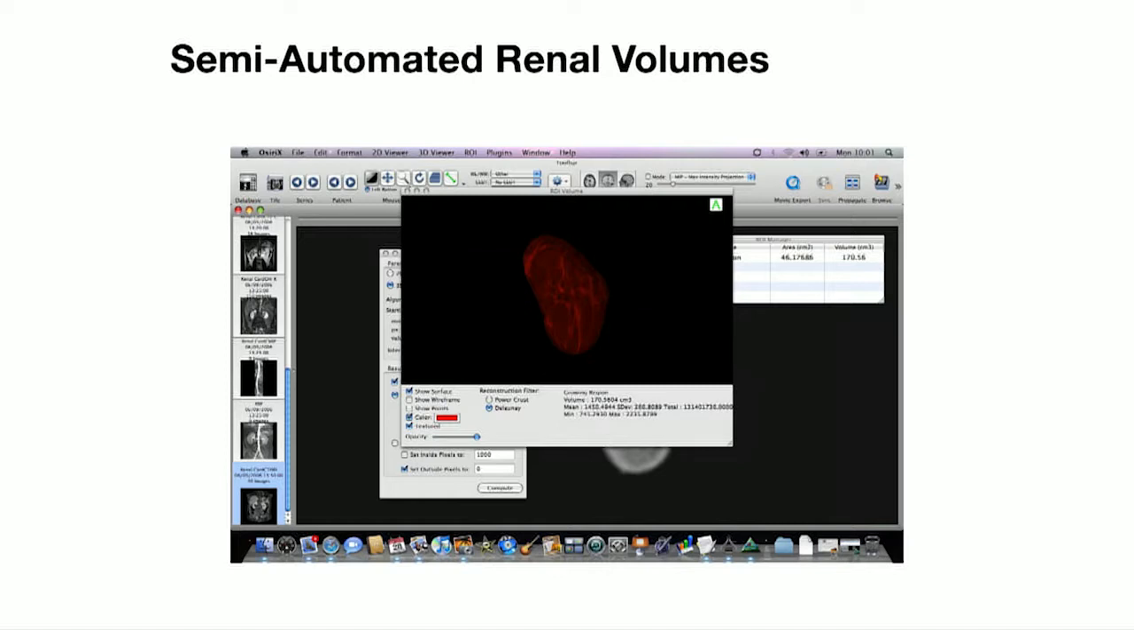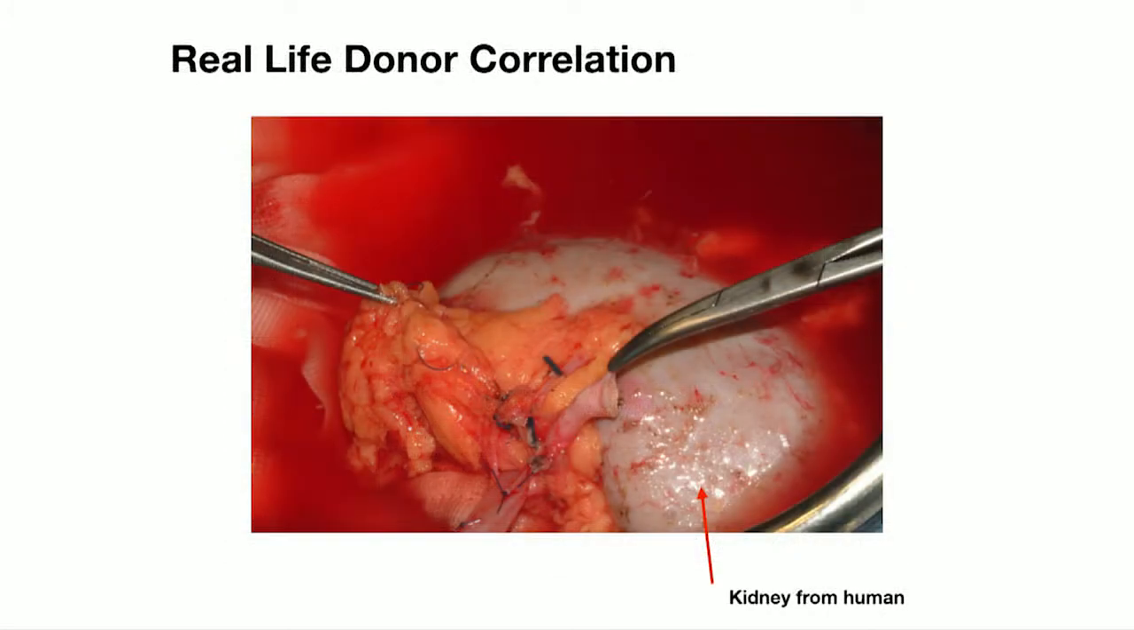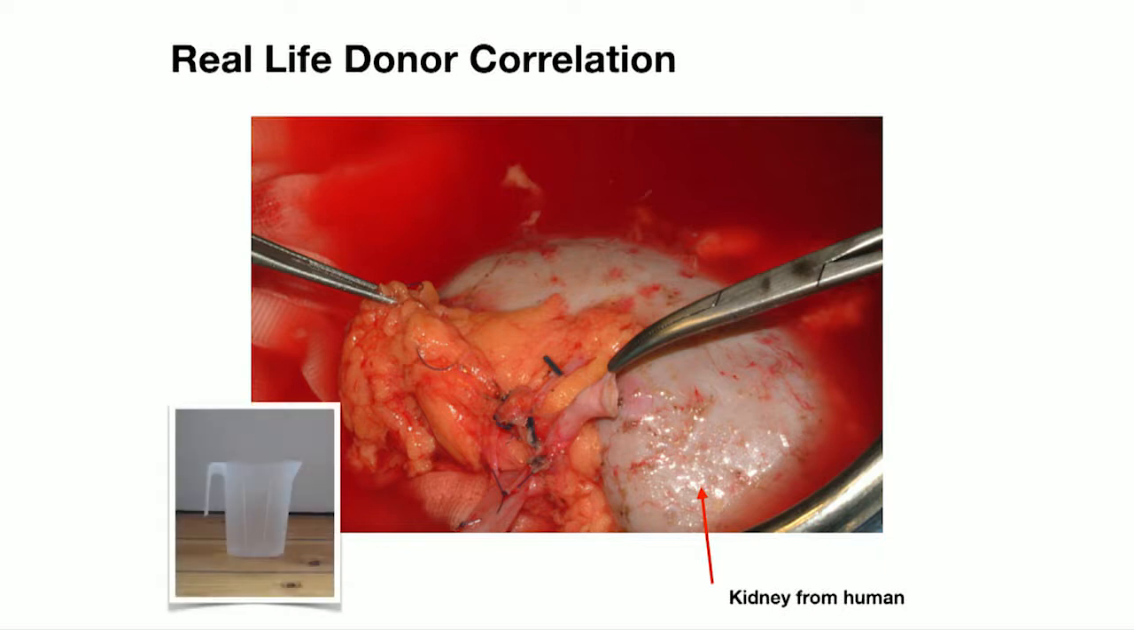So we segmented the kidneys. We used a Cyrix. We then took the kidneys out of the body, and then we used very high-tech equipment to measure the volume of the kidney. So here's the high-tech equipment we can afford in Glasgow.